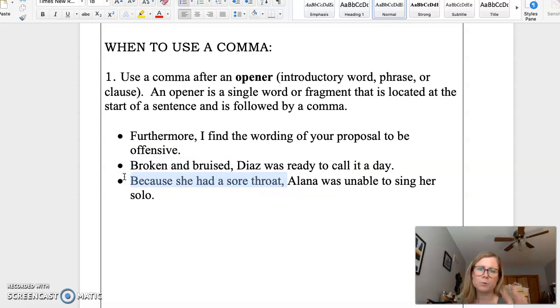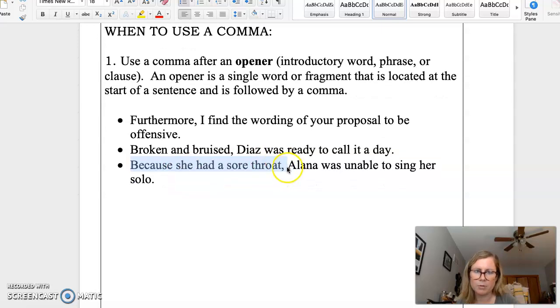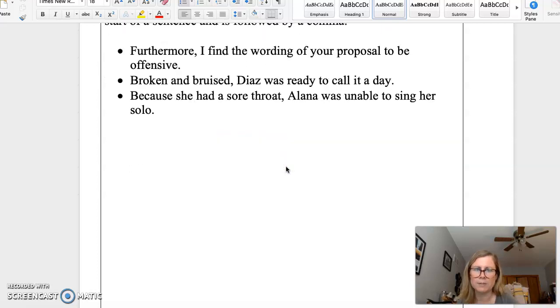Now, typically the rule is for a dependent clause and frequently for a phrase, but not always, it needs to be 4 or more words. So that's an example of a dependent clause with 4 or more words to open your sentence.